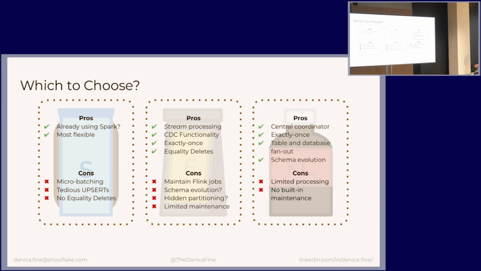And finally, Kafka Connect. We get the exactly once. Another cool thing we get is table and database fan out. And then of course we actually do get schema evolution for free without having to think about it from the Kafka Connect side. Only real cons is that, okay, we don't have maintenance, which is actually a huge con. Okay, so you are absolutely relying on someone else maintaining your Iceberg tables long-term, or you are committing to running Spark jobs at some point to maintain your Iceberg tables. And then there's limited processing, or whatever you can get out of an SMT.